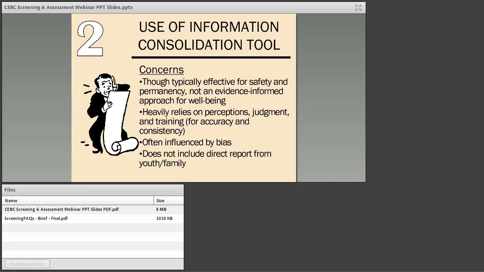But some of the challenges with this is that while these are typically effective for safety and permanency, these types of tools, they're not an evidence-informed approach for assessing well-being or measuring well-being. It heavily relies on the perceptions, judgments, and the training of workers so that they're accurate and consistent, and it's often influenced by bias. And it doesn't include direct report from youth or families.